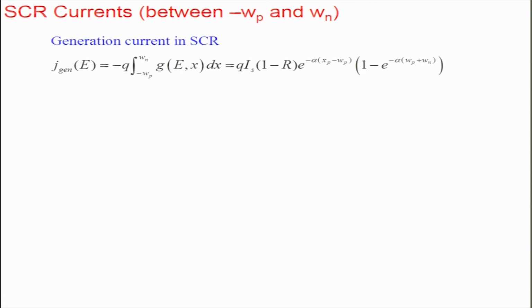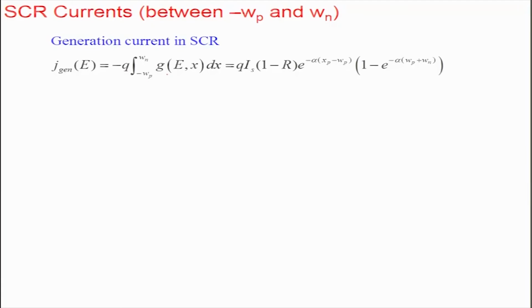So the generation current in the space charge region, J_gen(E), we define as equal to minus of q integral from minus Wp to plus Wn. First you look at the generation current, because in the space charge region you will have generation as well as recombination. So the generation current is basically the integration of G(E) dx over minus Wp to plus Wn, and this turns out to be like this. We know the expression for G(E), so you plug in there and you get this term: q times (1 minus R) exponential of minus alpha (xp minus Wp) into (1 minus e to the power minus alpha_p into (Wp plus Wn)).